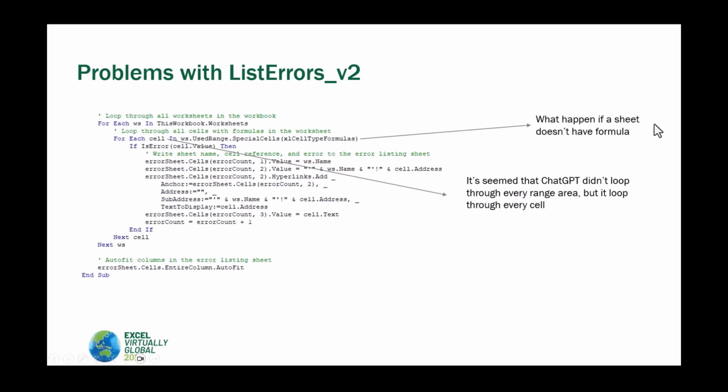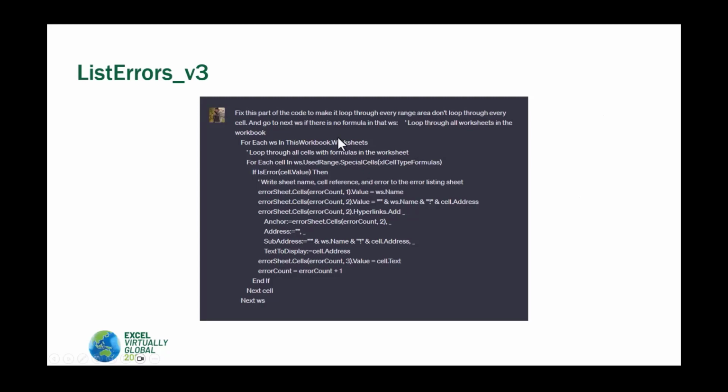And the problem, as we saw in the code, is that they don't have the formula, and it seems that ChatGPT didn't look through every range area, but looked through cells again. So let's ask ChatGPT for some improvement in version 3. First, I checked the part of the code that was causing the problem, and I will specifically ask ChatGPT to make a loop through every range area, not the cells.